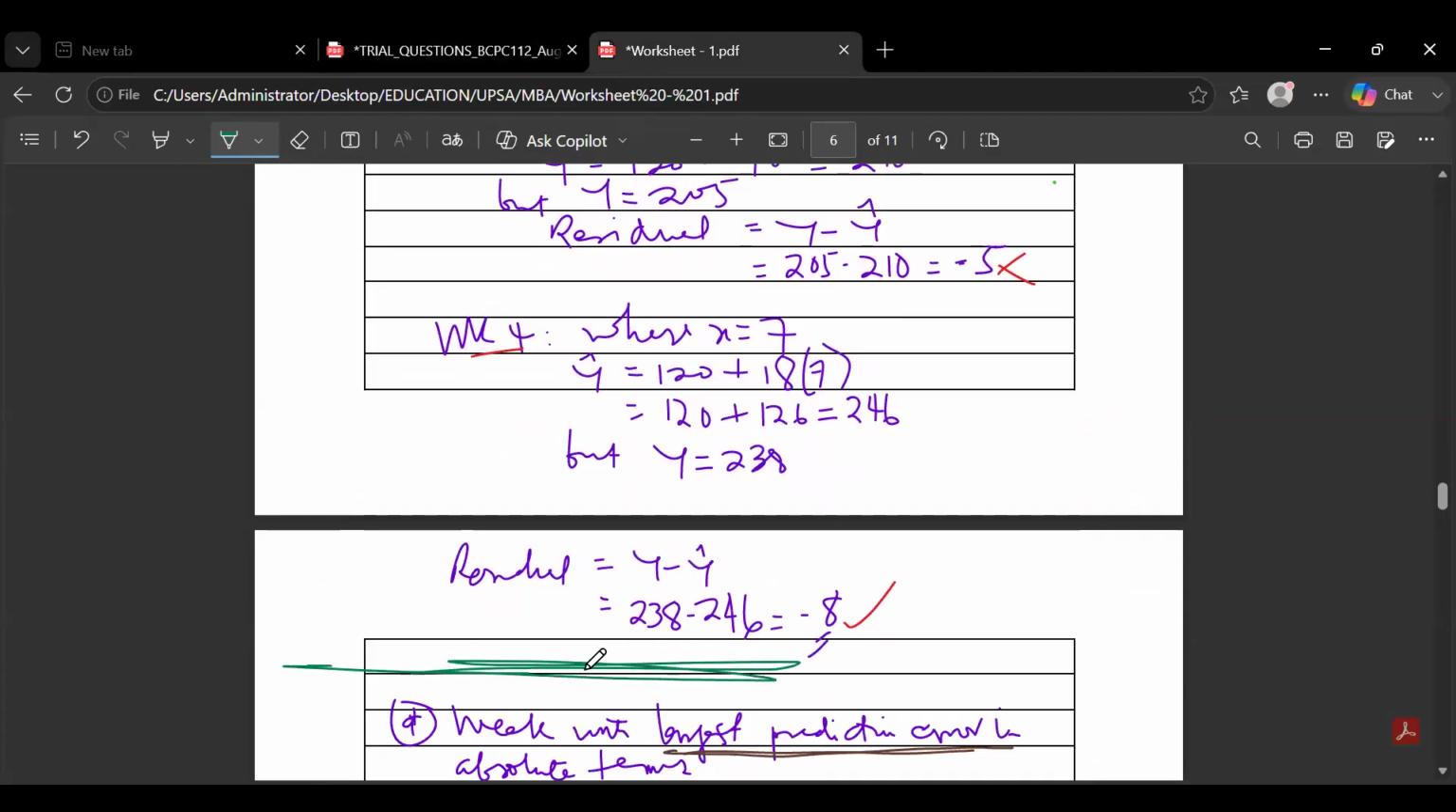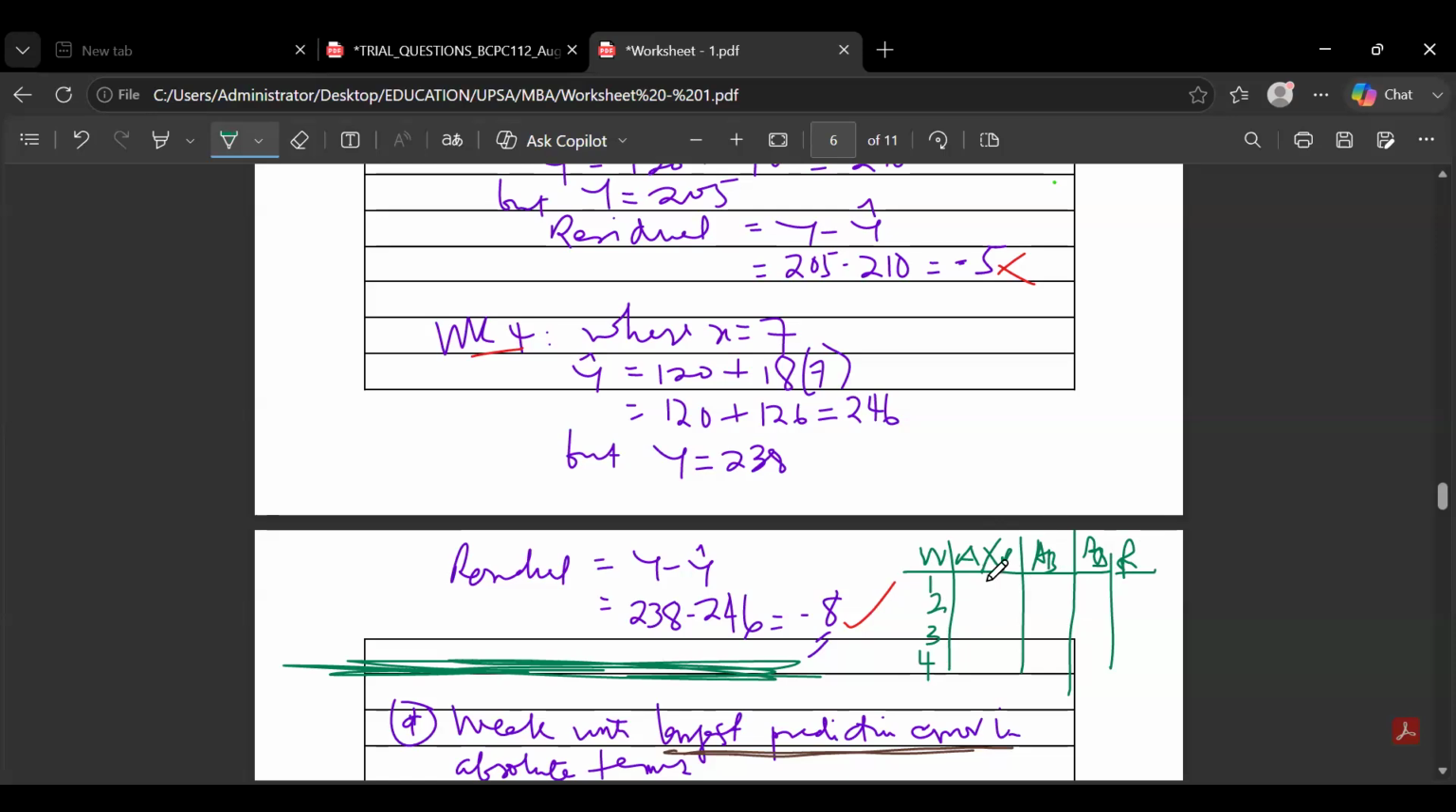I'm using green over here. I could have drawn a table and made it: week, advertising expenditure, actual bookings and predicted bookings. I should copy the table. So advertising expenditure, right? Actual bookings, predicted bookings. Then I'll show residual. So week 1, week 2, week 3, week 4. Then I'll put in the values.